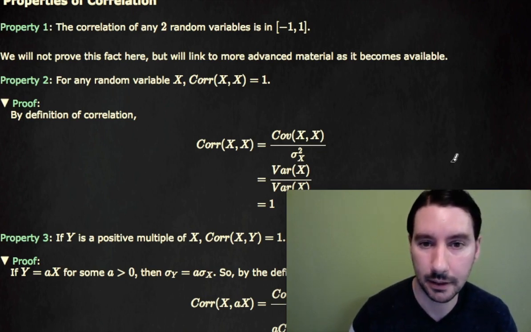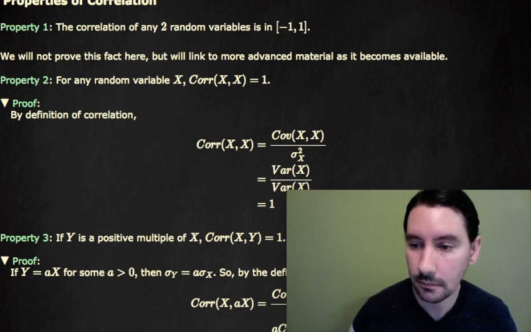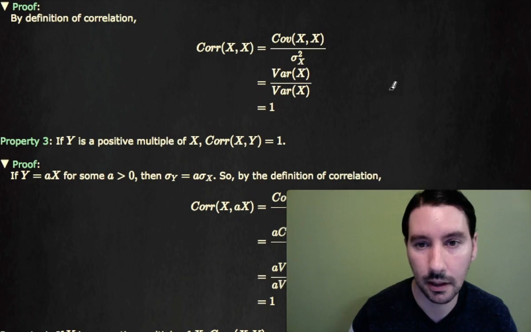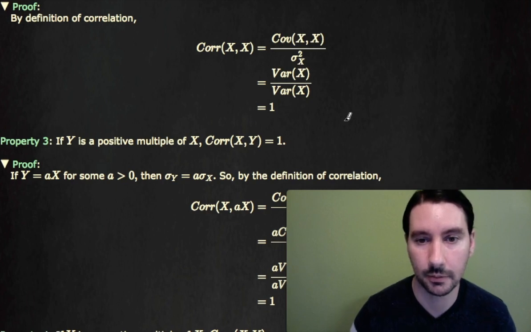For any random variable x, the correlation of x with itself is 1. So here we just have the correlation of x and x is the covariance of x with itself over its standard deviation squared. But both of those mean the variance of x, right? The covariance of x with itself is the variance of x, and the standard deviation squared of x is its variance. So we have variance over variance, which is 1.